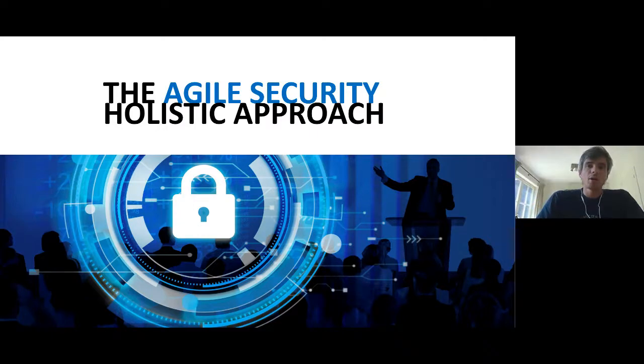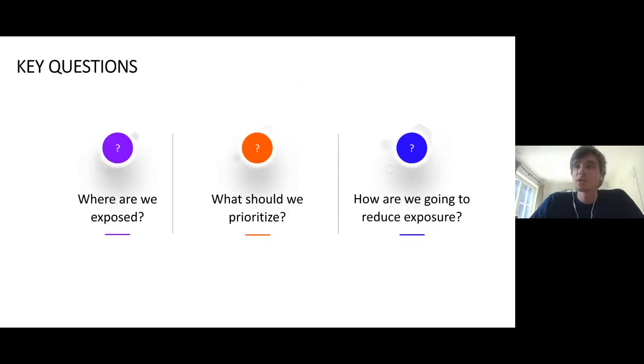So how and what are you going to do? I think the main questions when you're running a security program are, first of all, where are we exposed? What are my biggest weaknesses? Where do we actually want to invest money? What should we prioritize as a security measure towards this? Where are we allocating budget? And if we're allocating budget, how do we actually reduce this exposure to a maximum level?